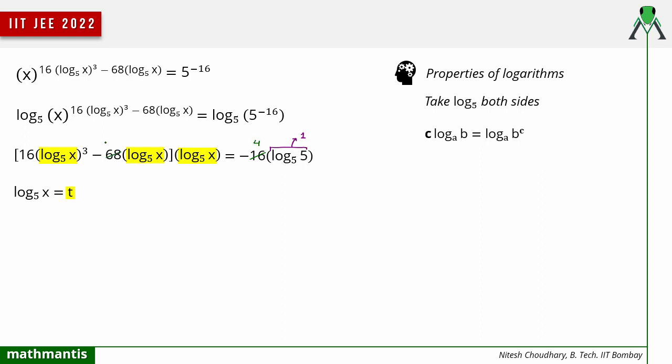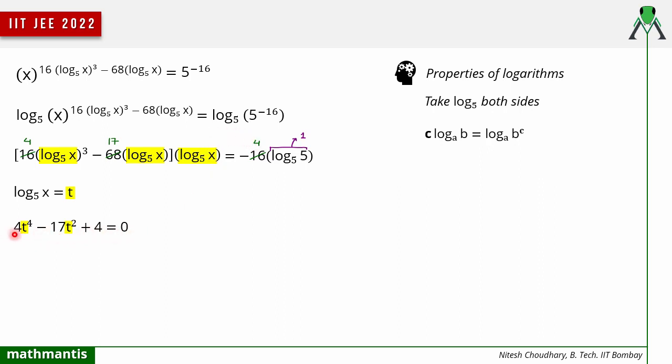4 4s are 16, 4 17s are 68, 4 4s are 16. So this will form 4t cube minus 17t multiplied by t. So that is 4t^4 minus 17t square. This is the value it will come, and minus 4 will come to the left side. So this value is nothing but plus 4 equal to 0.